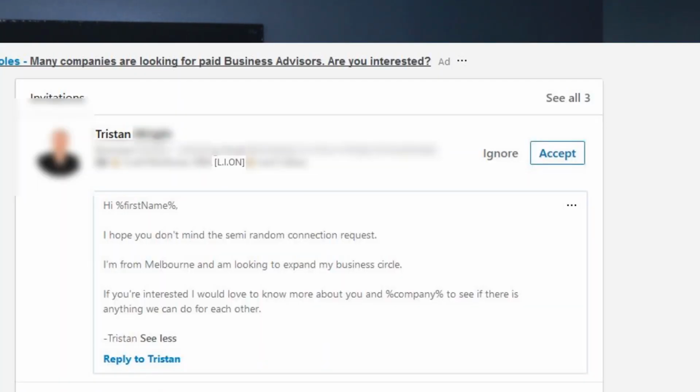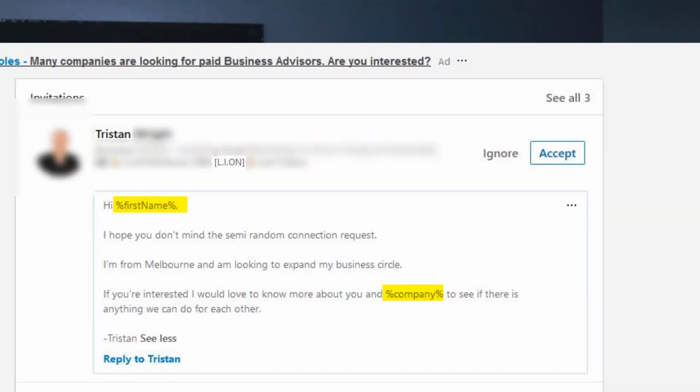So I got this LinkedIn connection from Tristan. This is exactly how you should not connect on LinkedIn. There's a number of red flags. The first of which is it's clearly a template. He didn't even put the quote-unquote variables in where the percentage signs are for the name and the company and those types of things. That's a red flag, and it lowers the value of who Tristan really is.